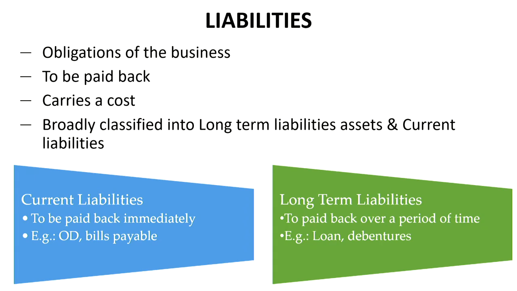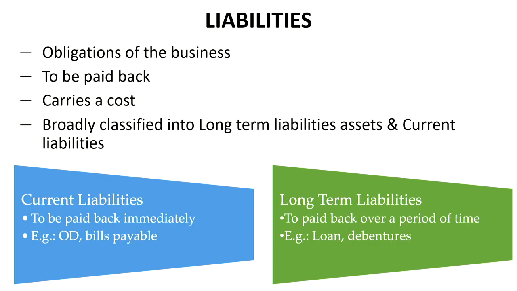Liabilities can be broadly classified into two. We have long-term liabilities and then we have current liabilities. Current liabilities are obligations which have to be fulfilled immediately. Some examples of current liability are bank overdraft, bills payable, etc. Then we have long-term liabilities. These are liabilities which can be fulfilled by a business over a period of time.